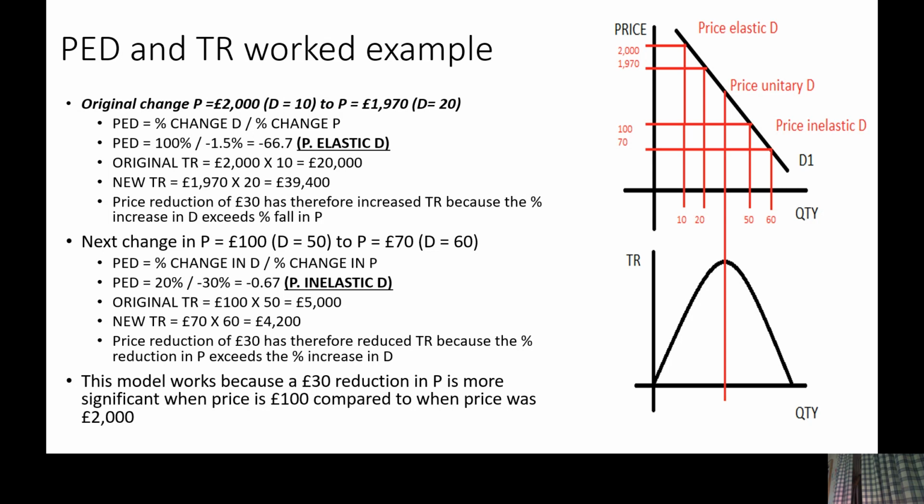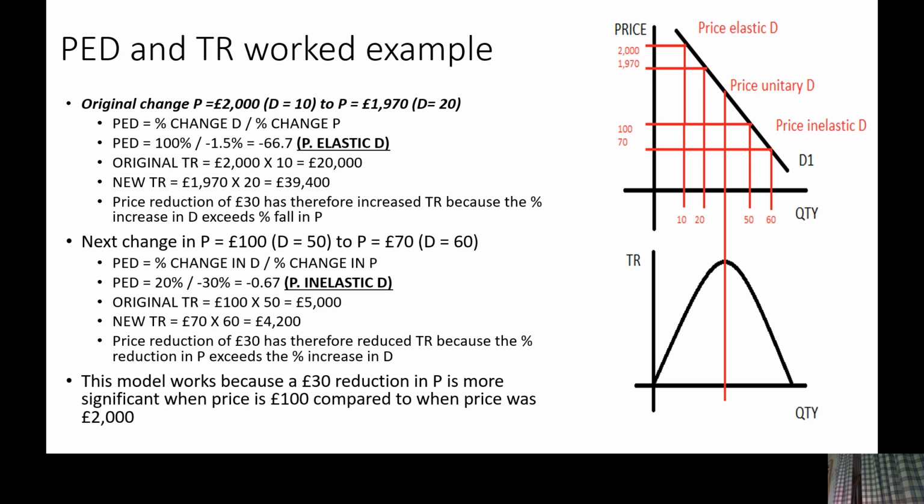But because demand is already quite high and demand grows by another 10, this time the demand increase is only going to be 20%. So if I do 20% growth in demand following a 30% reduction in price, then demand now is 0.67 in terms of elasticity. So we've now got a price inelastic demand. And look at the impacts on revenue. At price £100, revenue was £5,000. You lower the price to £70 and revenue now is only £4,200.